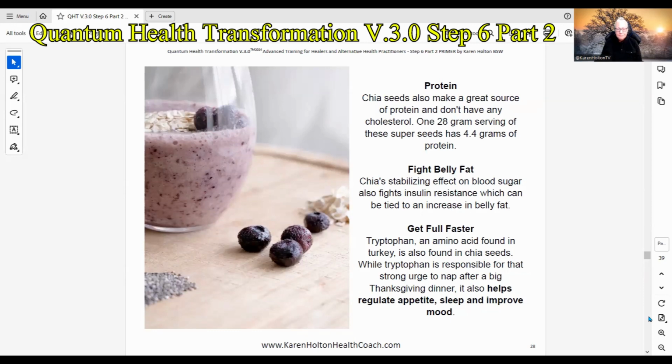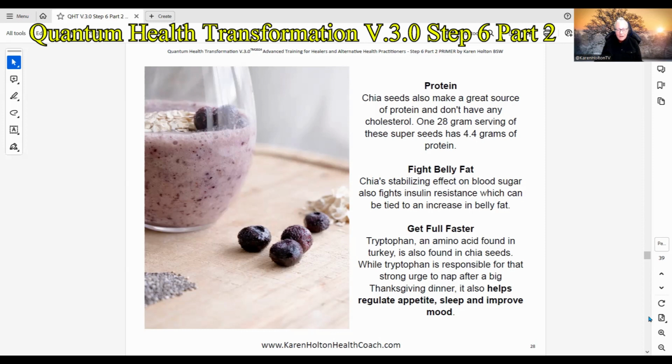Protein. Chia seeds also make a great source of protein and don't have any cholesterol. One 28-gram serving of these super seeds has 4.4 grams of protein. Fight belly fat. Chia's stabilizing effect on blood sugar also fights insulin resistance, which can be tied to an increase in belly fat.